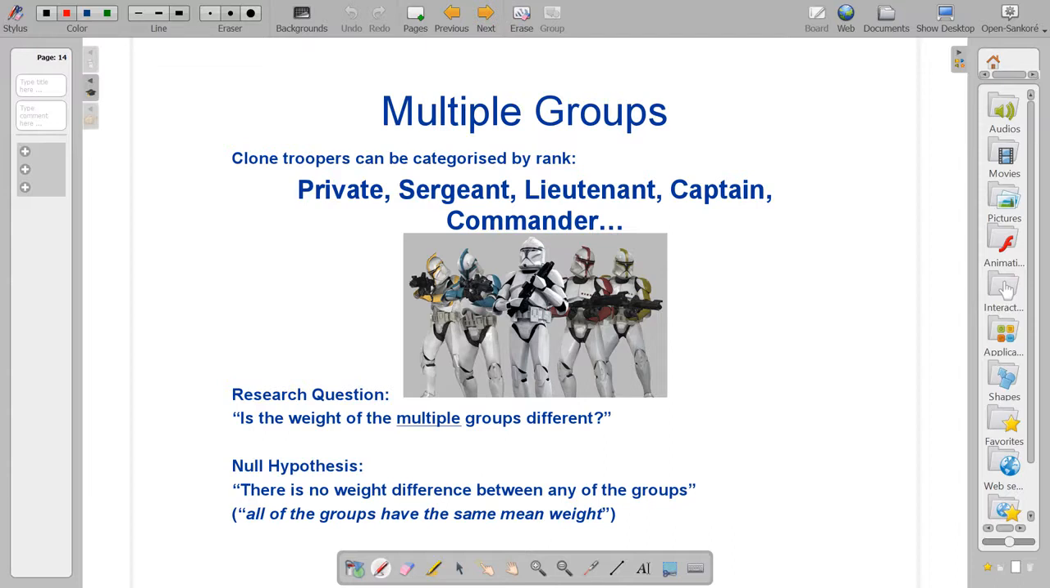Thank you, Sabah. I'll add to what Sabah has just said and go back to the paper that I handed out at the beginning. In that paper, they're measuring the weight of some different composite materials, different dental materials, to find out some physical property of them. They compare these multiple groups of different materials. Here I have private, sergeant, lieutenant, captain, and commander, or rank, as my grouping variable, my label to group weight by. In this paper, they've grouped the weights by the different material.